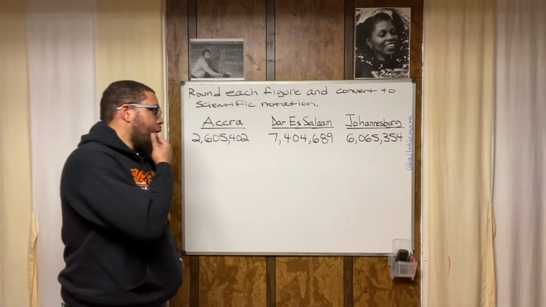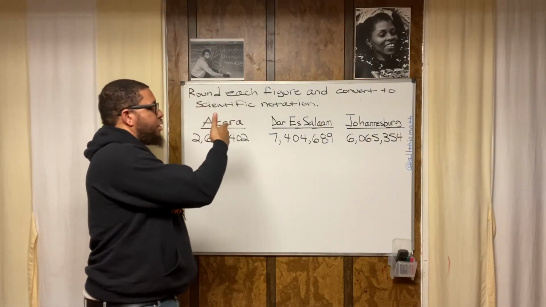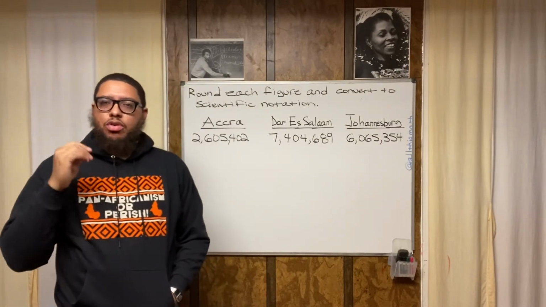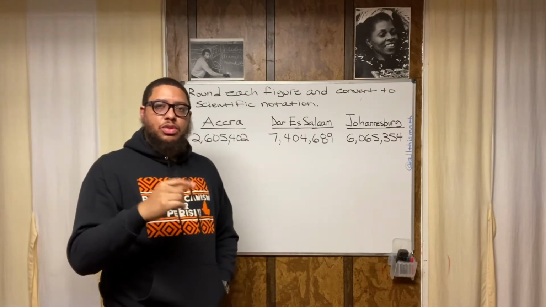All right. So anyway, let's get into the instructions. So we want to round each figure. Now, when we round, I should have been more specific in the instructions. You want to round to the greatest place value, and then we want to convert to scientific notation.